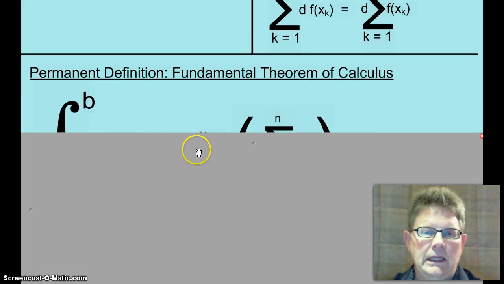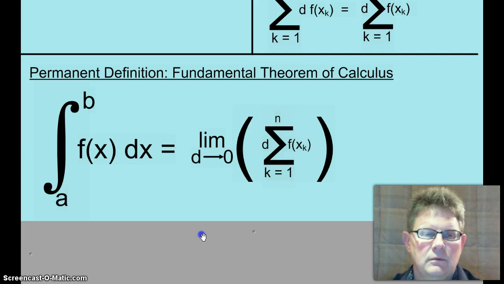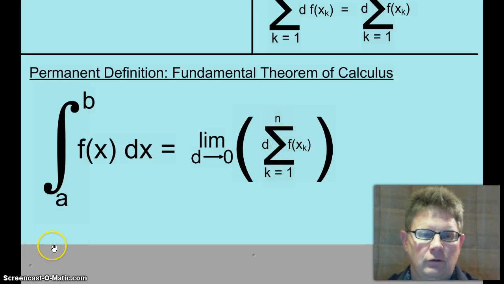Okay, and here is the fundamental theorem of calculus. The integral from a to b of f of x dx equals the limit as D approaches 0, the width approaches 0, of D times the summation k equals 1 to n of f of x sub k. So now we are going to use this formula right here to approximate the area under a curve.